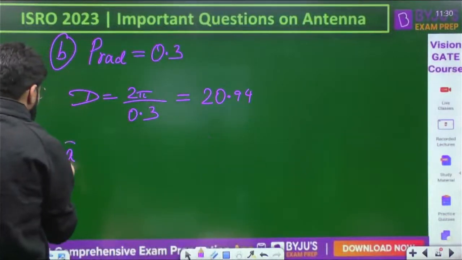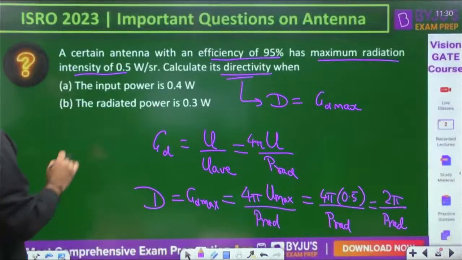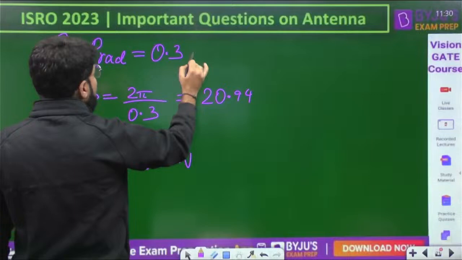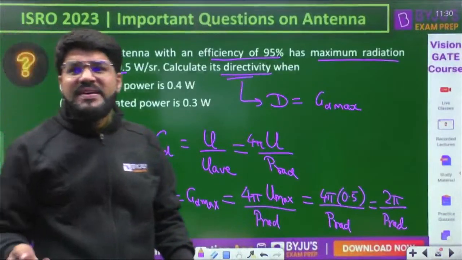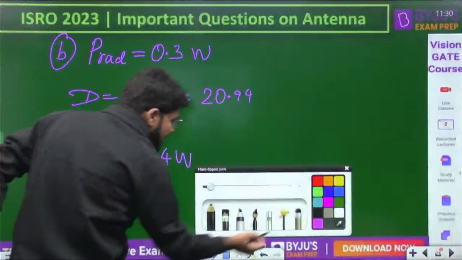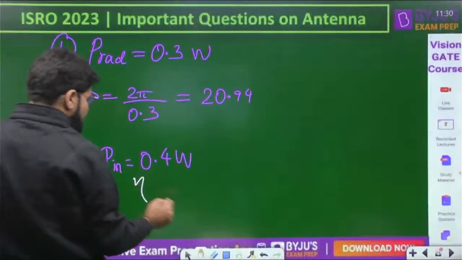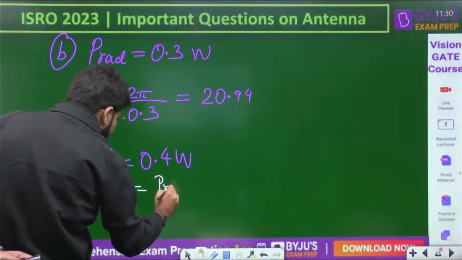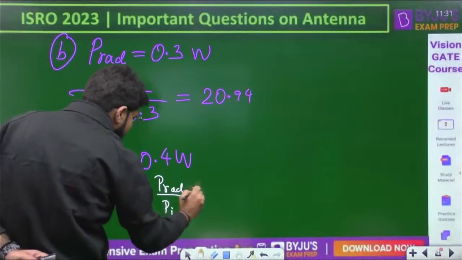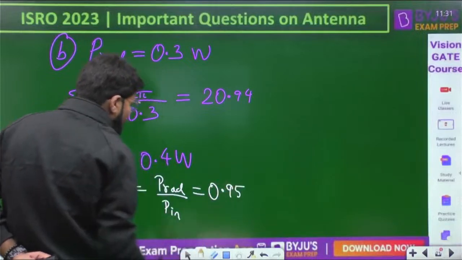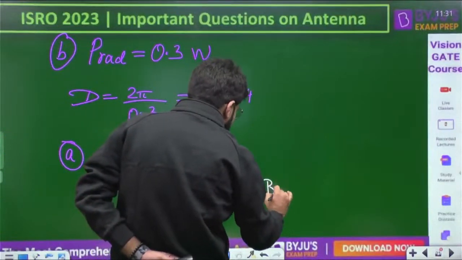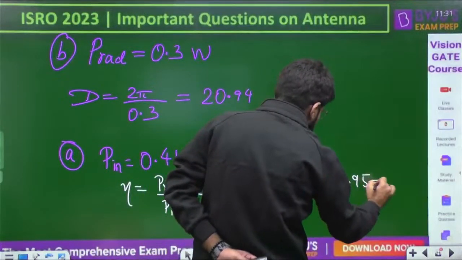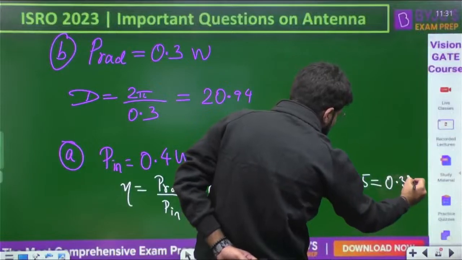Okay, and we come to option A. What is given in option A? Input power, not the radiated power, and that is 0.4 watt. So what is going to be the radiated power? The efficiency will be used. Efficiency is given as 95%, and as I already explained, efficiency is the power radiated by the antenna divided by the power input to the antenna, and that is 0.95. So we can find the power radiated by the antenna: input power is 0.4 into 0.95. 95% of this will be 0.38 watts.